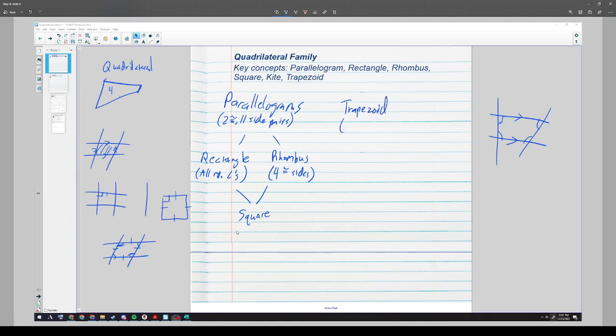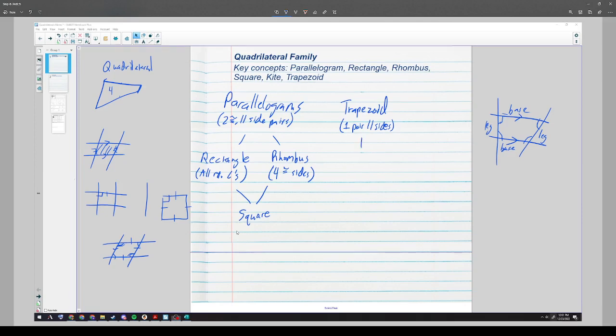And a trapezoid has one pair of parallel sides. And we'll talk more about trapezoids a little later, but these two sides that are parallel are called bases, and these other two sides are called legs. And we'll get into the properties of these and what we can calculate based on it a little later.